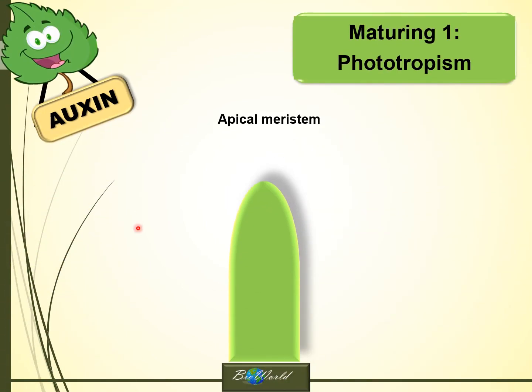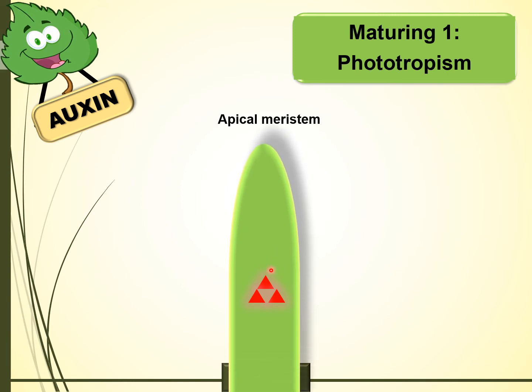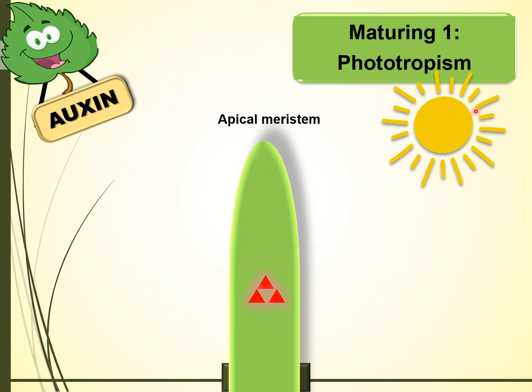Next, we look at the second stage of growth and development in a plant, that is the maturing stage. Firstly, we look at phototropism. Now, plants synthesize auxin at the apical meristem, and the auxin will diffuse down to the zone of cell elongation to elongate all the cells here so that the plant can grow taller straight up. Phototropism is when there is sunlight as the stimulus.